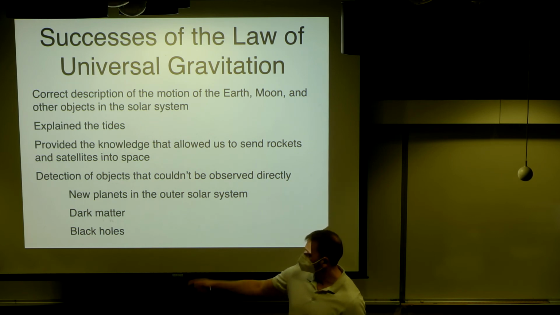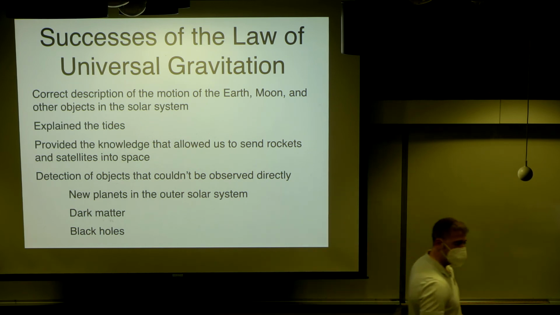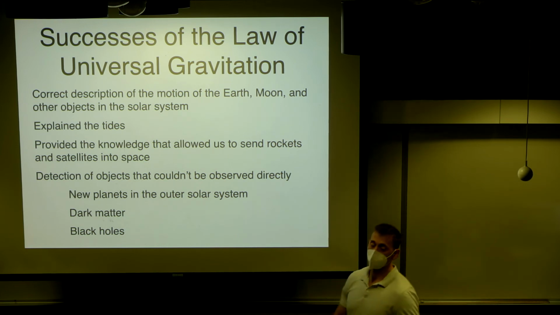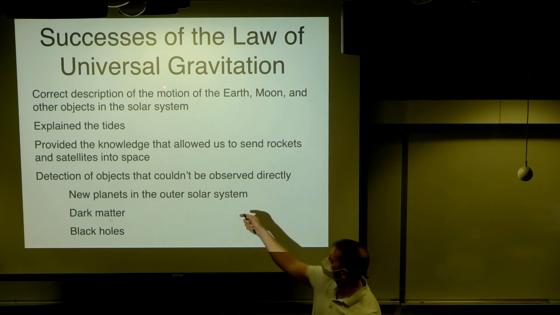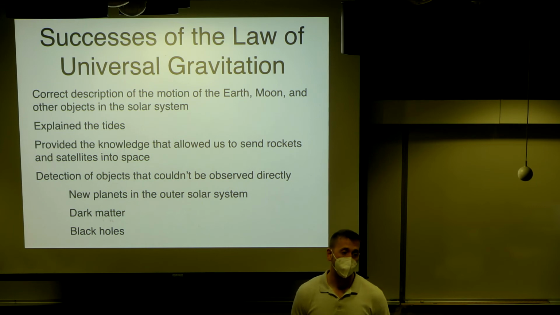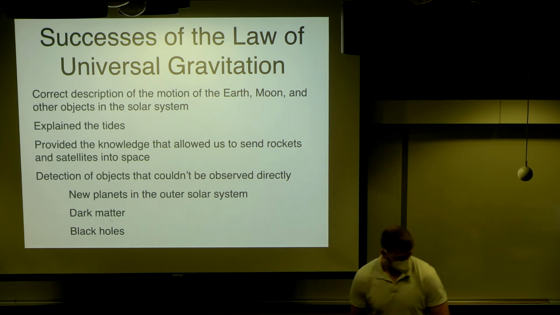Even things like dark matter, right? These are things you can't see, but you can detect their effects on other objects. If you know the law of gravity, you can find out a lot about these unseen objects, okay?